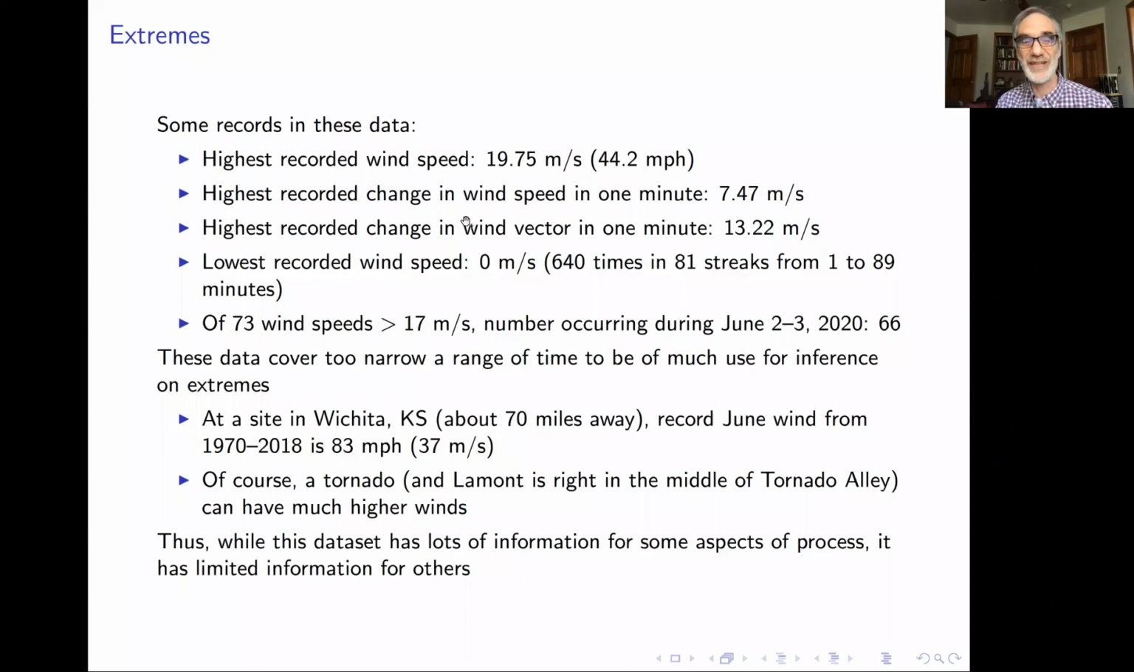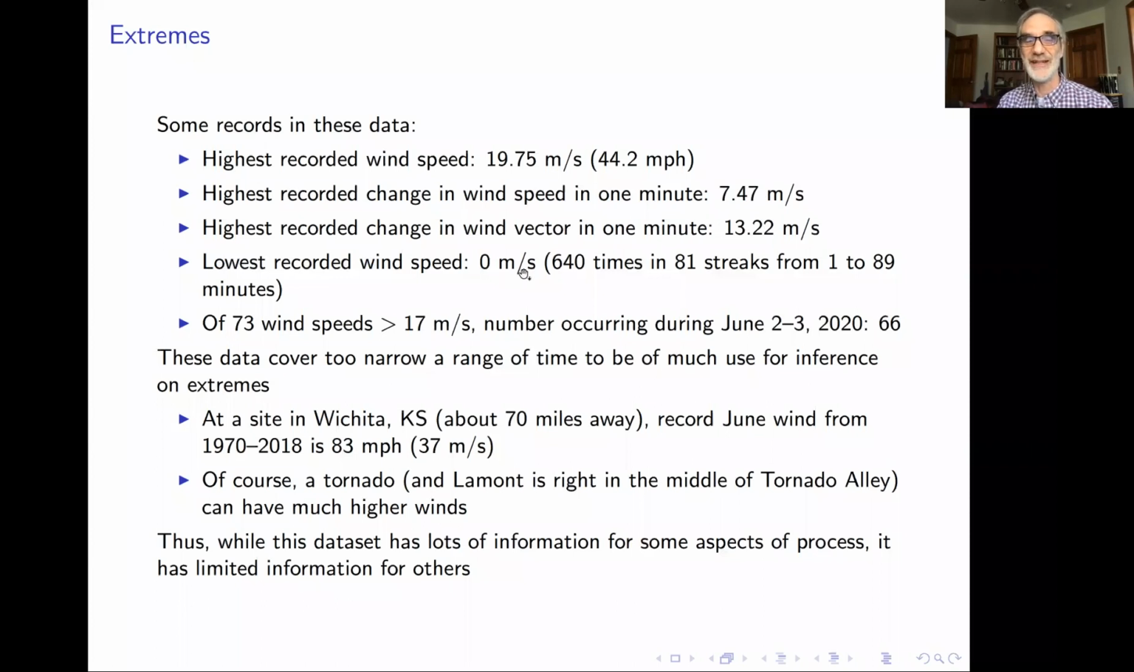Now the wind vector can actually change a lot from minute to minute. It usually changes only a little bit, but there was one instance where the wind speed changed by 7.5 meters, and another instance where the wind vector from one minute to the next changed by over 13 meters per second. So that's a huge change in the wind vector from one minute to the next.